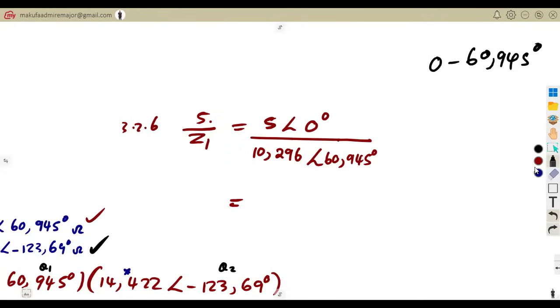5 divided by 10.296 is going to give us 0.486 at an angle of 0 minus 60.945, so it is going to be minus 60.945. So that's it. Dividing a number.